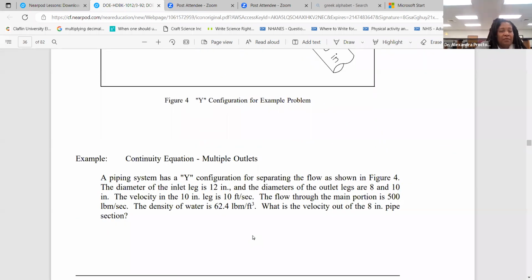So a piping system has a Y configuration for separating the flow, as shown in figure 4. The diameter of the inlet leg is 12 inches. The diameters of the outlet legs are 8 and 10 inches. The velocity in the 10-inch leg is 10 feet per second. The flow through the main portion is 500 pound mass per second. The density is 62.4 pound mass per cubic foot. And they're asking what is the velocity out of the 8-inch pipe section.